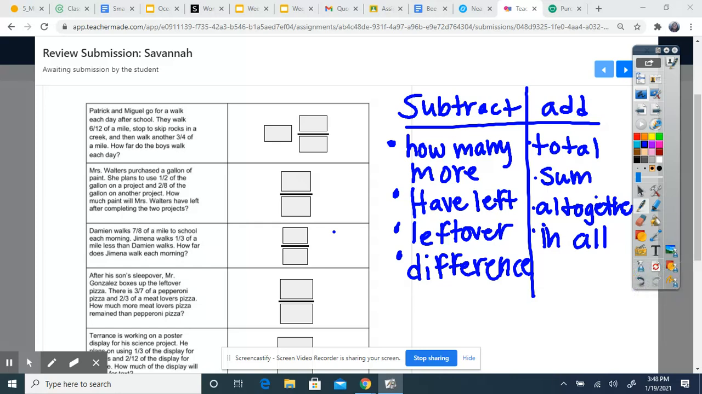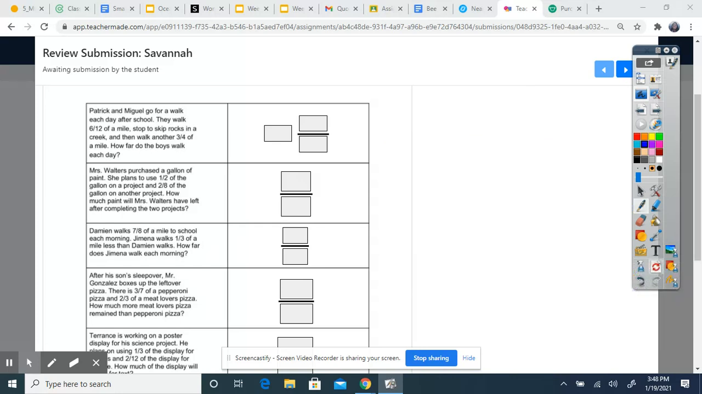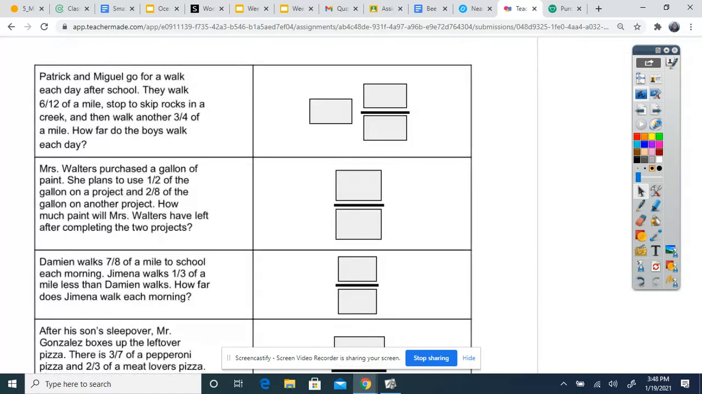All right, so we're going to look at this first problem, and this is on your worksheet for today. So Patrick and Miguel, let me zoom in a little bit. Patrick and Miguel go for a walk each day after school. They walk 6/12 of a mile, stop to skip rocks in a creek, and then walk another 3/4 of a mile. How far do the boys walk each day? So here we're trying to find the total distance they walk each day. So what we need to do is add 6/12 and 3/4.